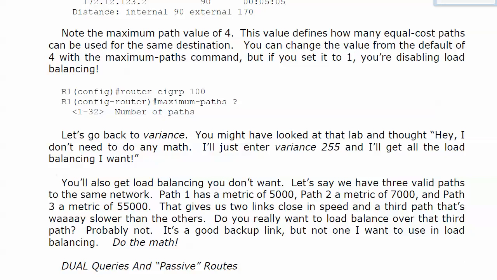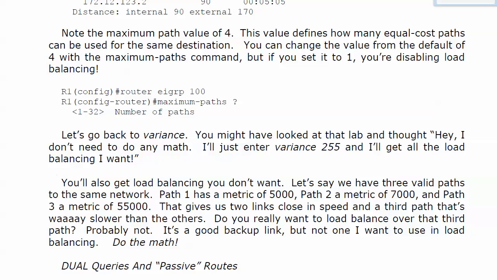You'd have to make up your own mind with that, but this is the reason you don't just type in variance 128 or variance 255 for a maximum, depending on your IOS. You just don't do it. Also, I will guarantee you, if this comes up on your CCNP ROUTE exam, it's not going to let you just say, oh, just set variance to the maximum and it'll be fine. Don't do that. It just takes a minute to do that math. It's some of the simplest math you'll ever do, and I know you can handle it.